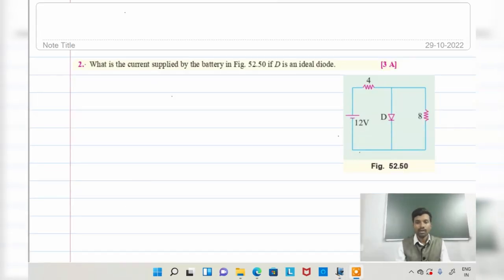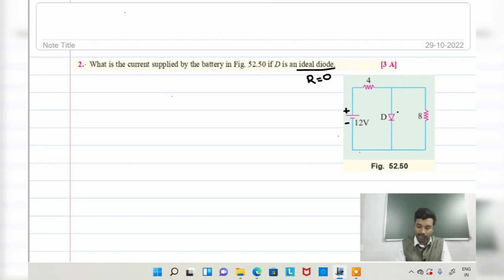Right everyone, let us start our next problem, problem number 2 from BL Theraja's Electrical Technology, volume 4, chapter number 52, tutorial 52.1, second problem. What is the current supplied by the battery in figure 52.50 if diode D is ideal? In the case the diode is ideal, as already mentioned, there is no internal resistance.